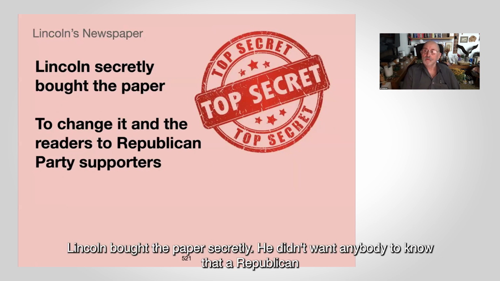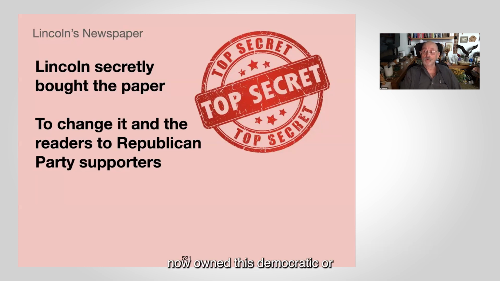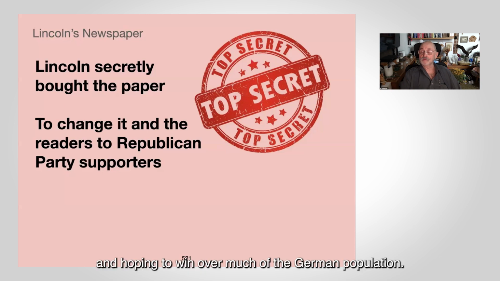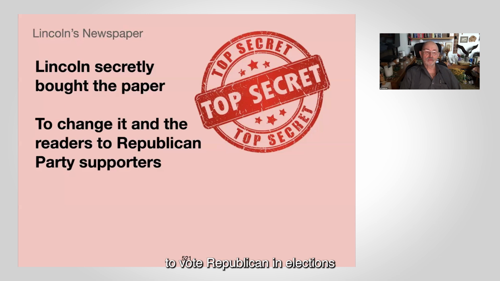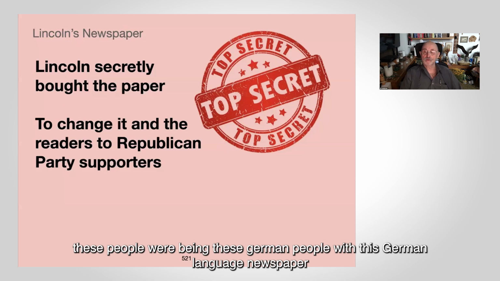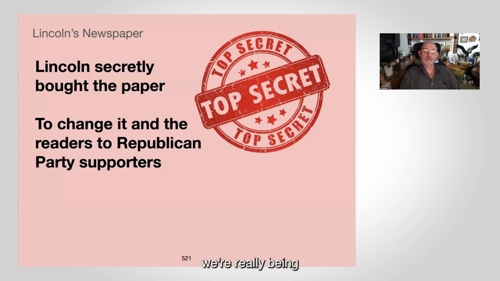Lincoln bought the paper secretly. He didn't want anybody to know that a Republican now owned this Democrat Party aligned newspaper. And he wanted to change it so it displayed Republican values, hoping to win over much of the German population to vote Republican in elections. So these German people with this German language newspaper were really being slid into a Republican philosophy, not knowing who the owner of the paper was, a leading Republican, Abraham Lincoln, in Illinois.